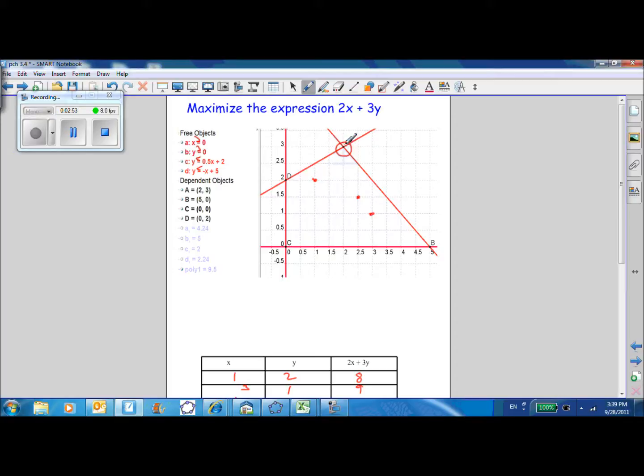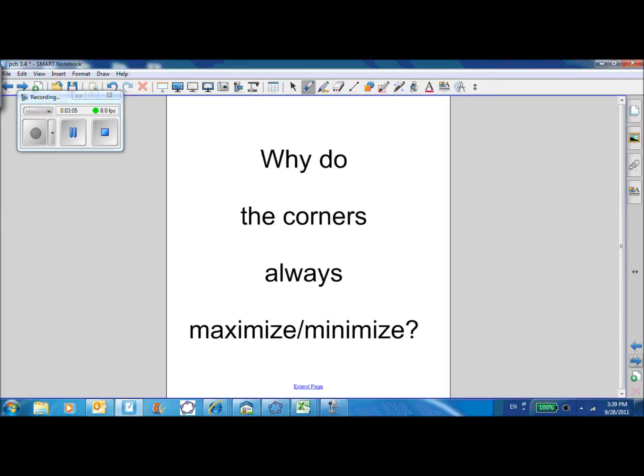Now don't always assume it's going to be the highest point. It's whatever maximizes this expression. So if the expression is 2x minus 3y, this would not be the maximum. Or you might be asked to minimize the expression. So keep that in mind. Now why do the corners always maximize or minimize? Here's a video to explain.